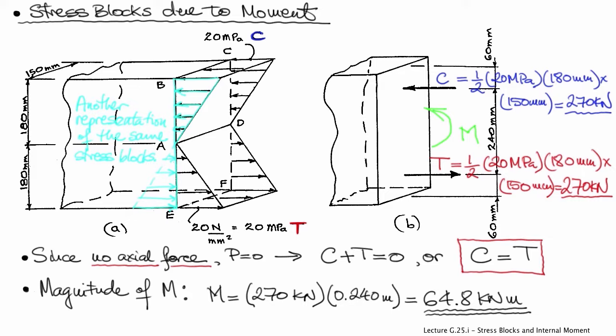Line AD is the place where the stress is 0. So that location is also called the neutral axis. But about that, we will talk in the future lectures.